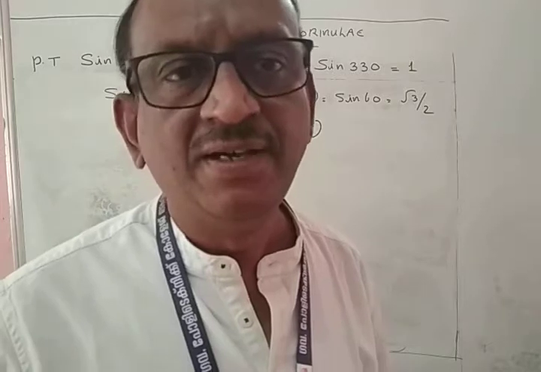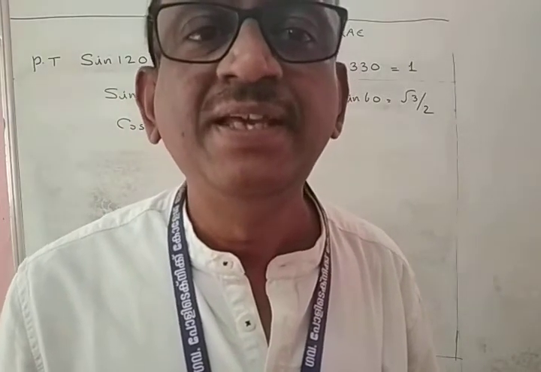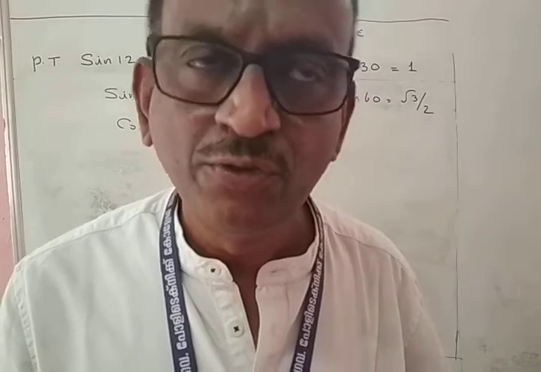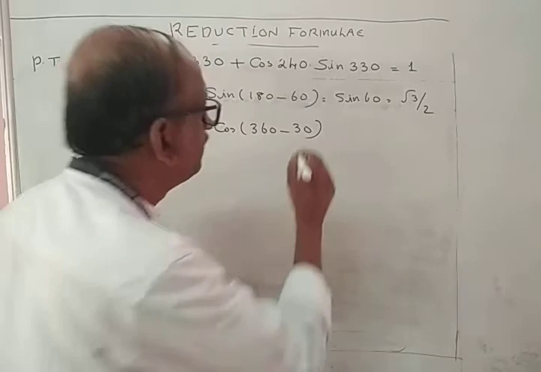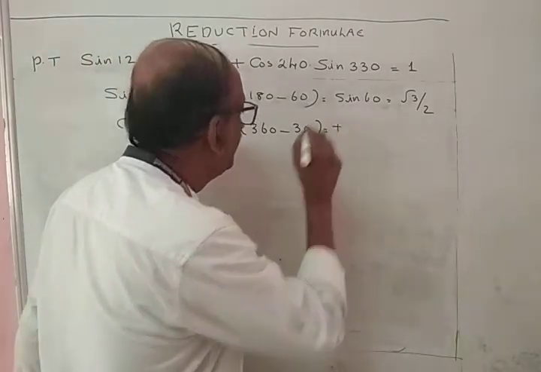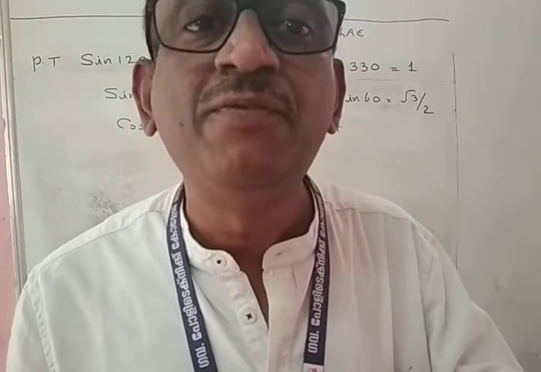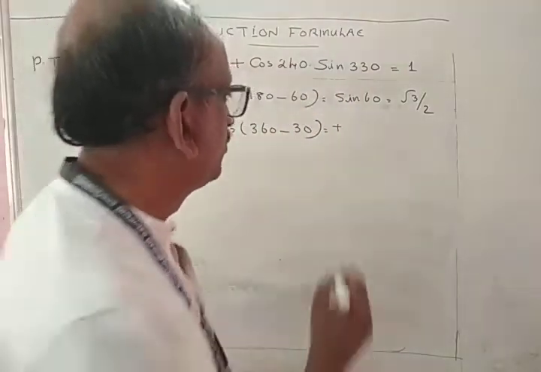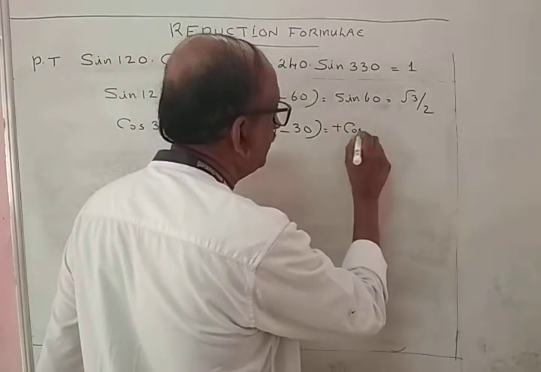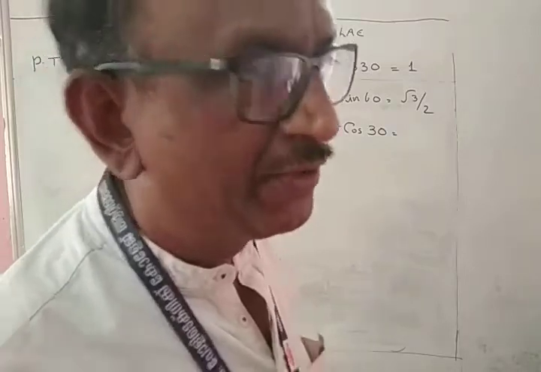330 can be expressed as 360 minus 30. 360 minus 30 is in the fourth quadrant. In the fourth quadrant, cos is positive. And 360 is 4 into 90, an even multiple of 90. Therefore, cos becomes cos. Cos 30 is root 3 by 2.